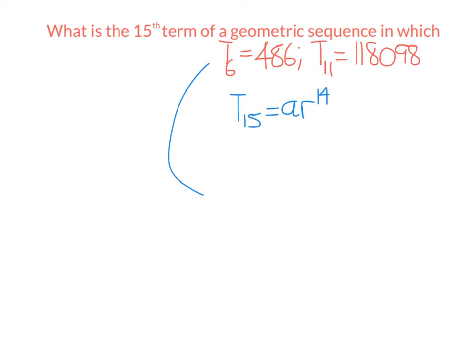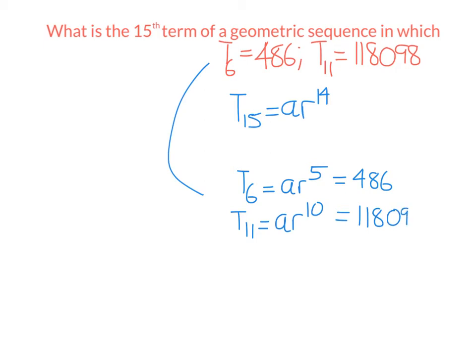But we can use the nth term of a GP formula to find A and R. See, I know for any GP, T6 is equal to AR to the power of 5, and T11 is equal to AR to the power of 10. So in this case, I'm told T6 is equal to 486, and T11, 118,098. So what I have here are sort of two simultaneous equations, but I'm not going to solve them simultaneously as I normally would. All I need to do is divide this equation by this equation.